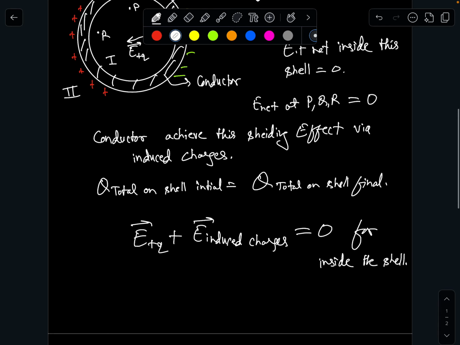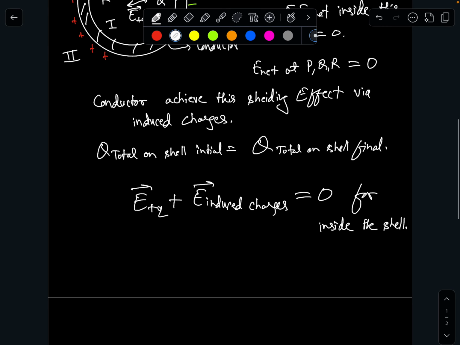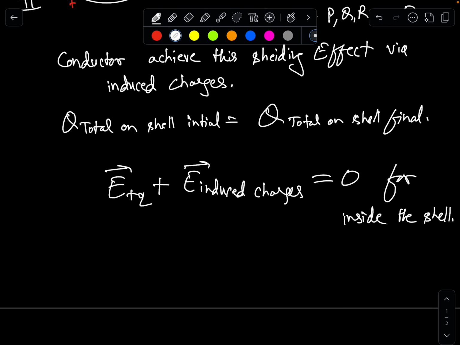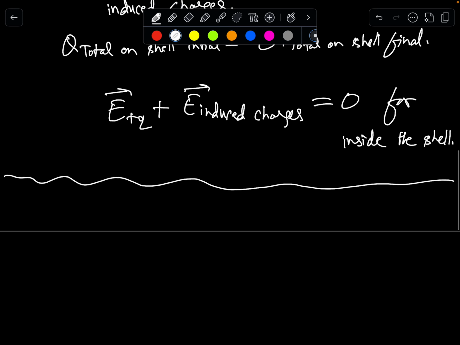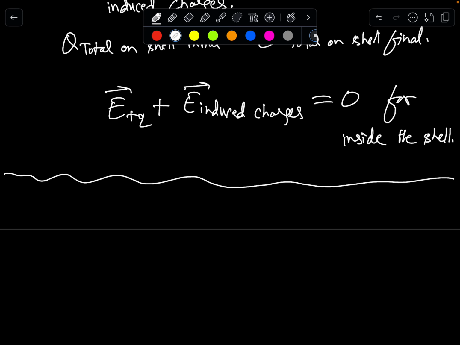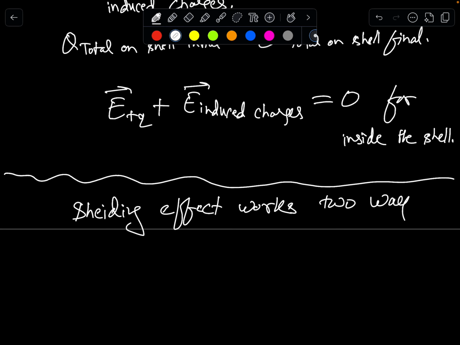Okay. Now here comes something more interesting about this shielding effect. Let's pay attention and listen carefully, dear students. You see, shielding effect works both ways. I will explain what I mean. Shielding effect works two ways. What do I mean by shielding effect works two ways?